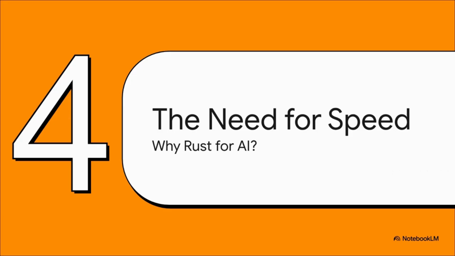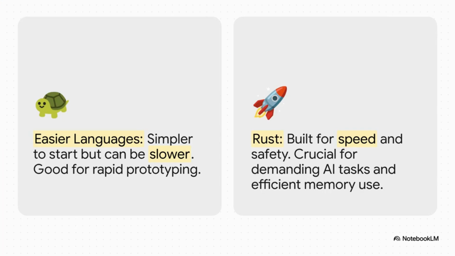Now, you might be asking yourself, why go through all this trouble in a complex language like Rust? Well, this brings us to one of the most critical points in all of modern AI development, the absolute, non-negotiable need for performance, the need for speed. Look, while other languages might be a bit easier to get started with, Rust is built from the ground up for two things: raw speed and memory safety. When you're processing potentially billions of tokens for a large language model, that efficiency isn't just a nice-to-have, it's completely essential. Rust makes sure the program runs as fast as possible without crashing, which is critical for these demanding AI applications.